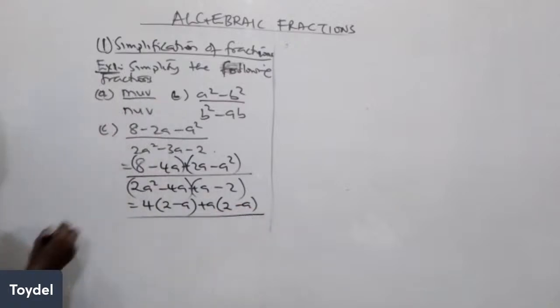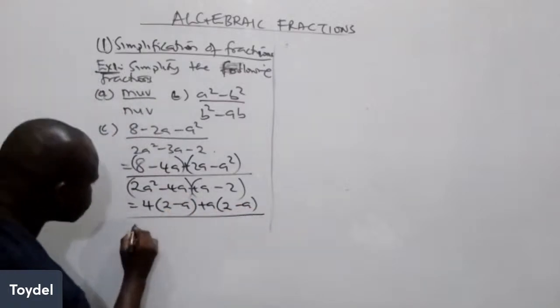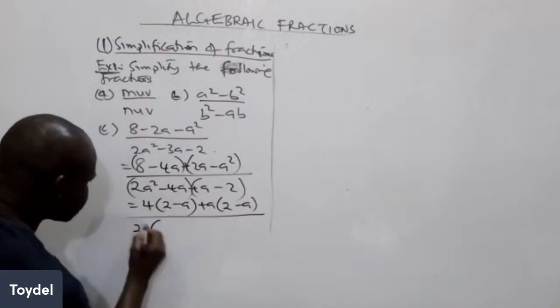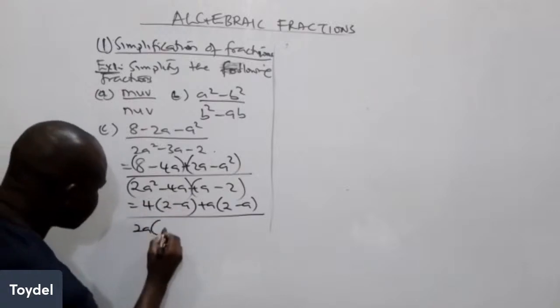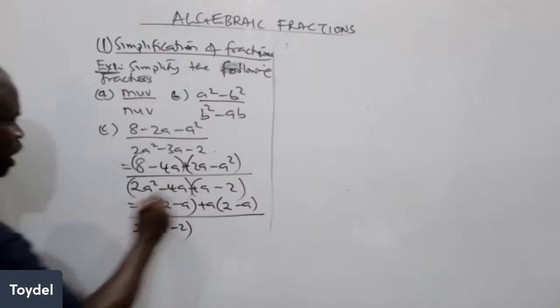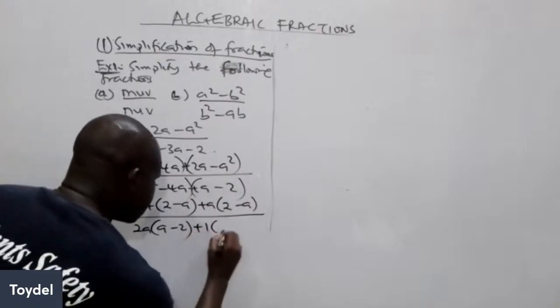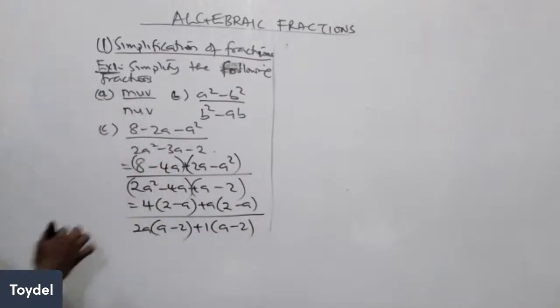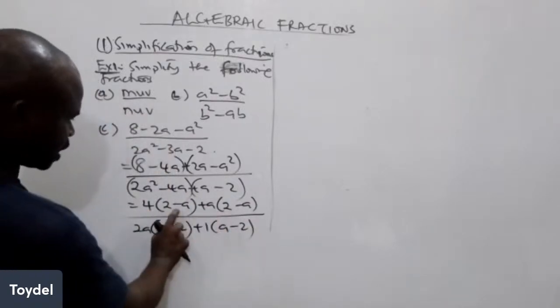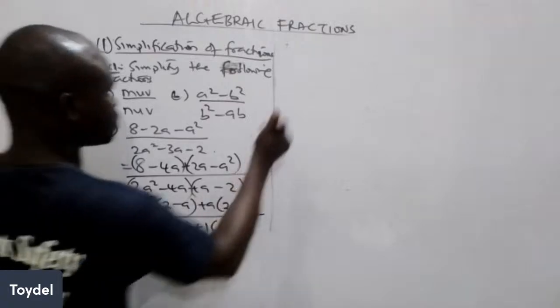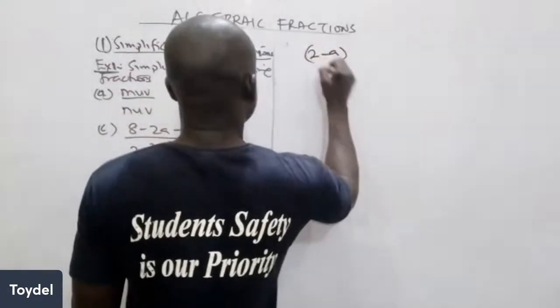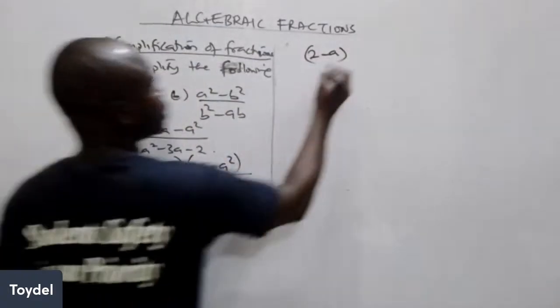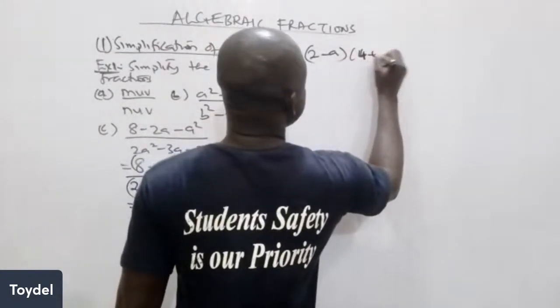At the denominator, what is common? 2a is common here. If you bring out 2a, at the end of the day, you're going to have a minus 2. Then here, what is common? Plus 1 is common. You have a minus 2. So we have been able to factorize here. What you have here is what you have here. So you just pick it as 2 minus a. Then you combine this 4 and plus a to have 4 plus a at the numerator.